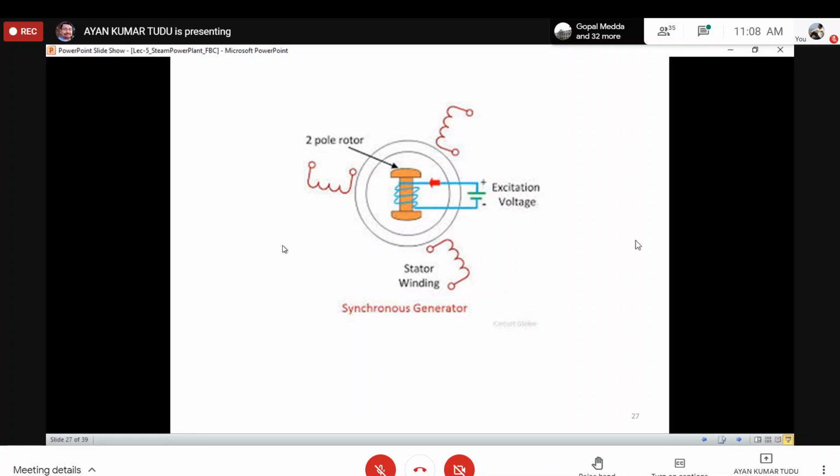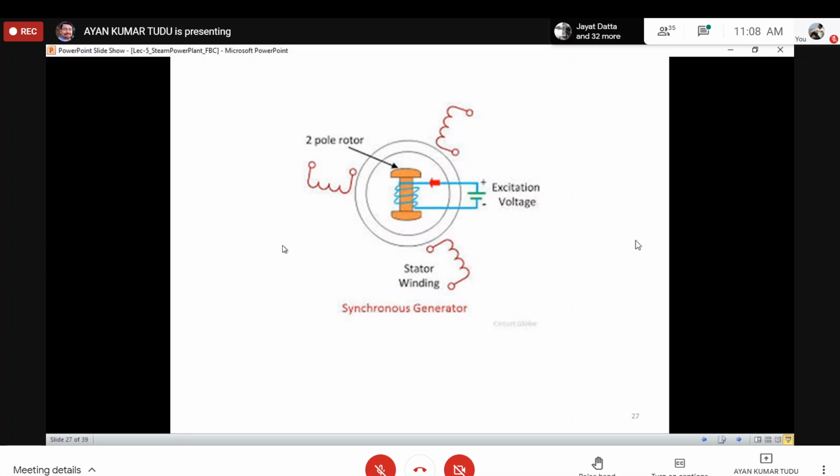So the reliability of this excitation system is of utmost importance, we can say, because if there is loss of excitation, then it will lead to serious disturbances of the bus bars.